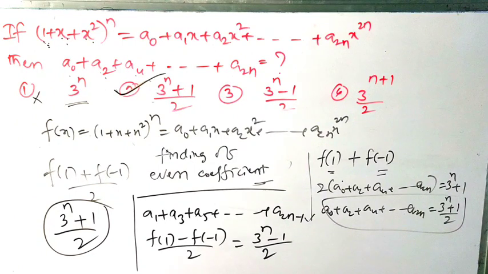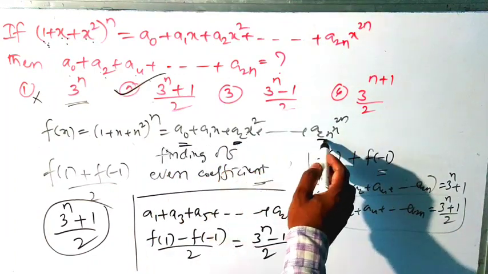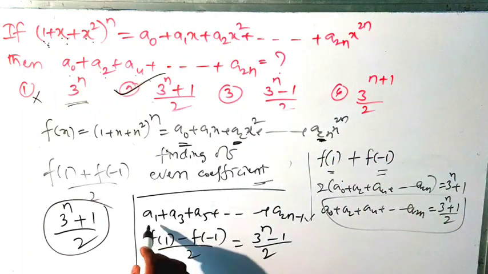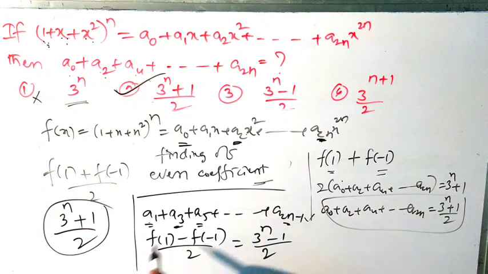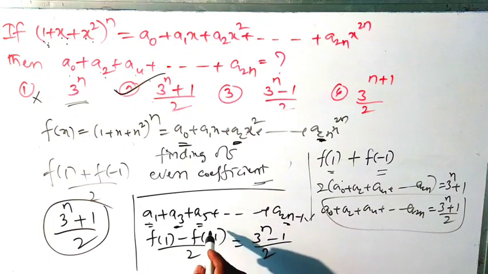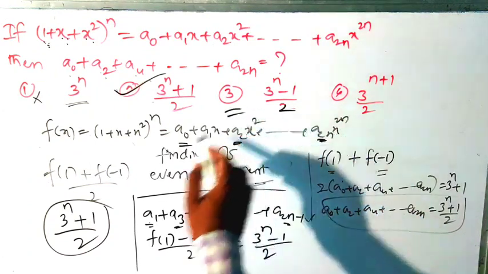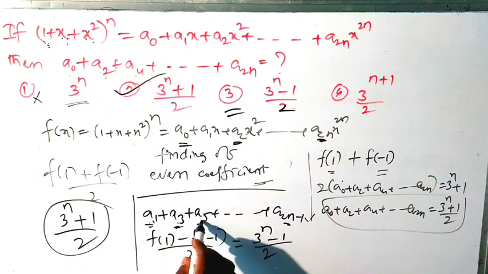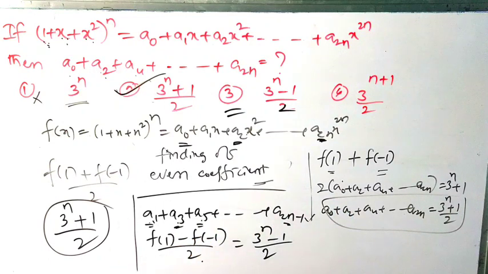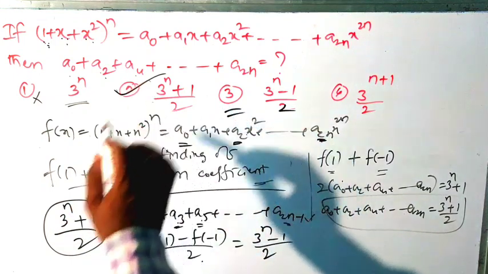So this is the sum of odd coefficients. These are even coefficients: a0, a2 x square, up to a2n x power of 2n. These are odd coefficients: a1, a3, a5 up to a2n minus 1. For odd coefficients we take f of 1 minus f of minus 1 by 2, that is 3 power of n minus 1 by 2. So the third option is the right answer: 3 power of n minus 1 by 2, that is a1 plus a3 plus a5 up to a2n minus 1. This is only for odd coefficients. This is for even coefficients, yes, the second one is the right answer.